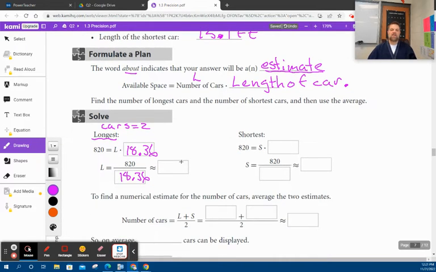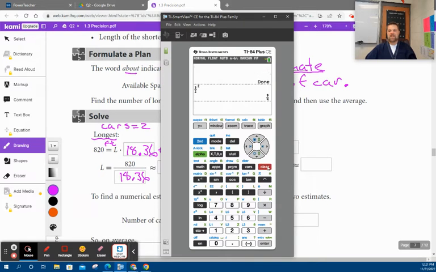So the first thing we do is we go, well, what's the longest car? Well, the longest car is 18.36 feet, and that's going to be times the number of cars equals 820. Now, what they did here, they didn't say it, but they divided both sides by 18.36. So what you want to do is take your calculator, and you're going to enter in 820. That's how many feet we have available, divided by 18.36.